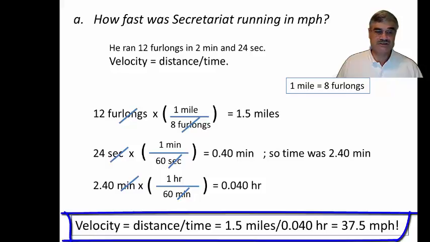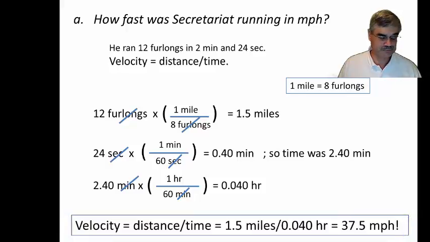1.5 miles, which is the distance for the track for the Belmont Stakes, divided by 0.040 hours, the time that Secretariat ran the race, and that turns out to be 37.5 miles per hour. Now, let me tell you, Secretariat was moving.